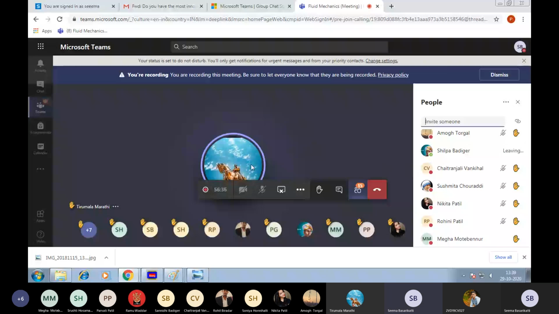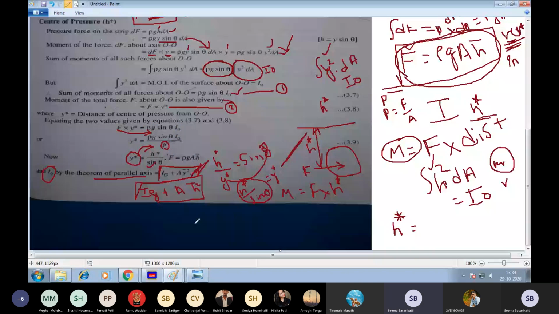Okay. Now tell me what was the equation to identify h star for vertical condition? If the surface is kept vertical, then how are you going to identify h star? Which was that equation to calculate h star? Ig divided by A h bar plus h bar. So this is the equation to identify the value of h star for vertical condition.